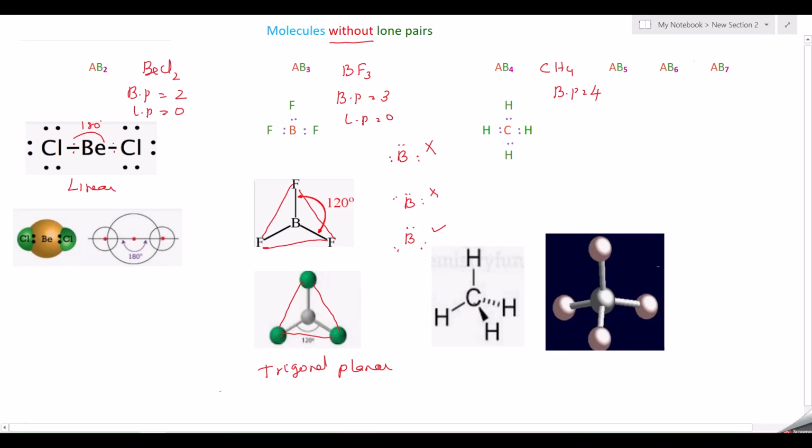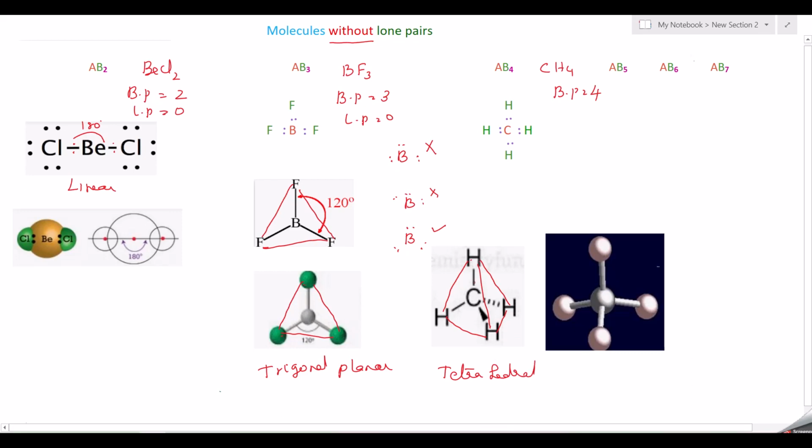So these 2 CH bonds will be in the same plane, and this CH bond, which is in the form of a wedge, will be protruding to the front, and this dashed bond will be protruding at the back. So we are getting the shape like this. You can join these to get the shape. So you are getting the shape as tetrahedral. Tetrahedral shape you are getting.